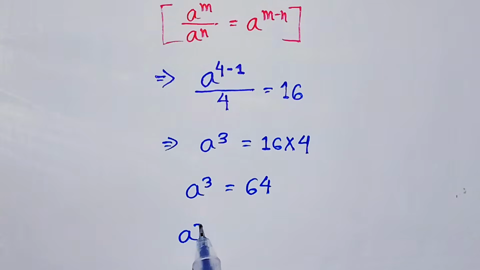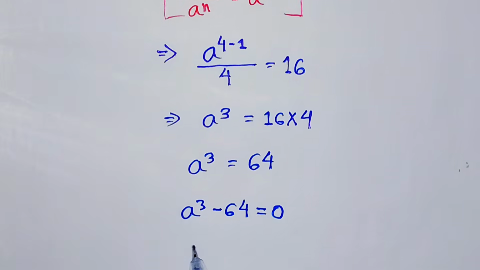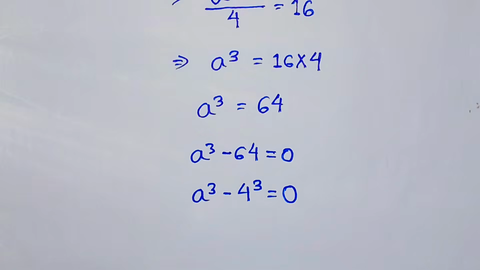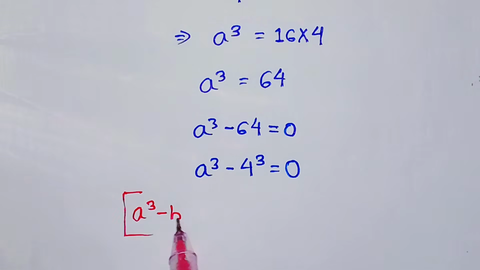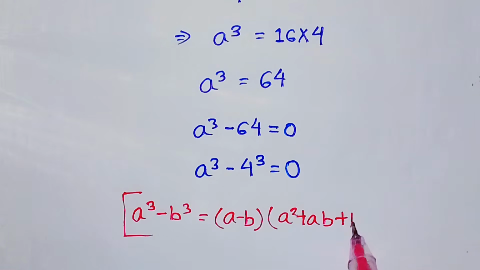So now we take this 64 to the left side, then it will be minus 64 equal 0. So we know a cube minus 64 equals a cube minus 4 cube equal 0. Here we should use another exponential formula: a cube minus b cube equal a minus b into a square plus ab plus b square.